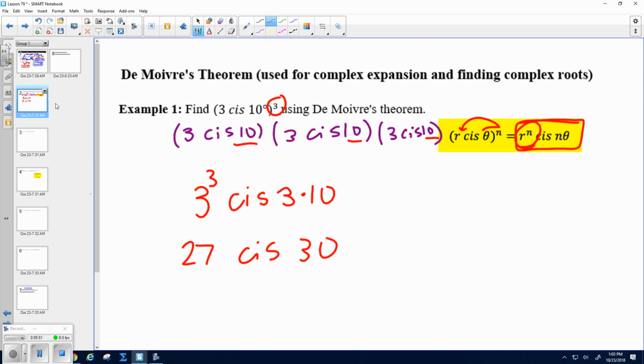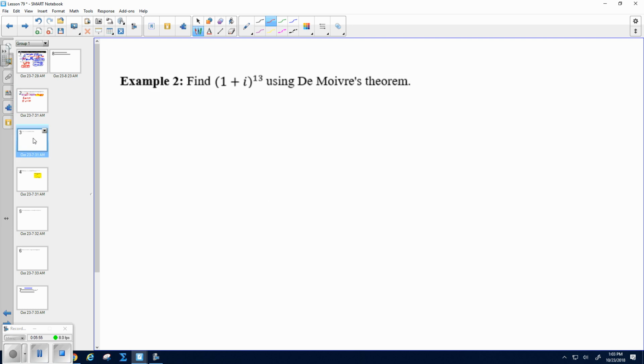All right. Oh, wait, let's make sure we went all the way. Yeah, it didn't say which form to go into. So let's find 1 plus i to the 13th using DeMoivre's theorem. So 1 plus i is what form? It is in rectangular. In order to use DeMoivre's theorem, you must be in polar. So step 1, convert this to polar.